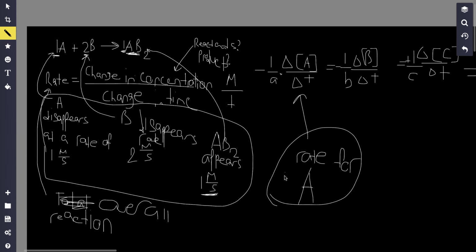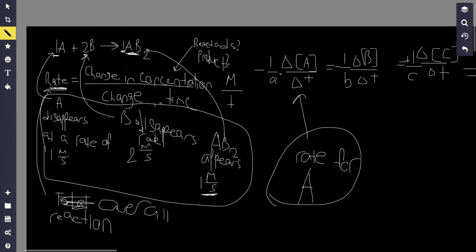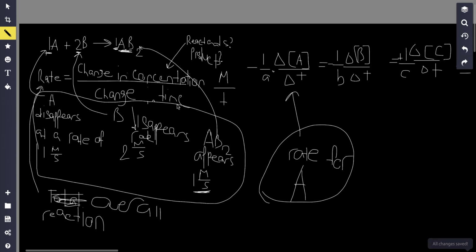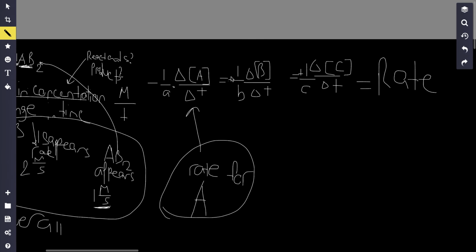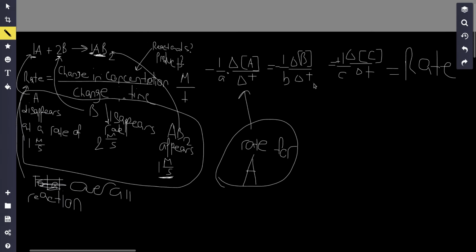When we're talking about the rate of something, it's going to be the change in concentration over the change in time. So that's going to be the rate for A, and that's going to be equal to negative 1 over b times the change in concentration of B over the change in time, and so on. Okay. Now I'm going to try to break this down so that it doesn't seem too daunting.